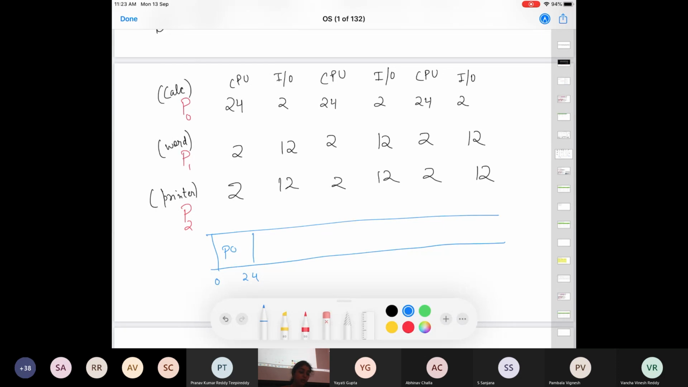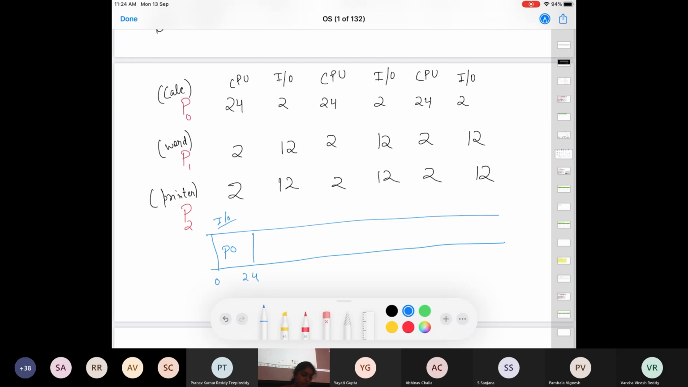And what is happening to our input output devices at that time? They are also underutilized. P1 and P2 are not able to use the keyboard, nor the printer, just because P0 has occupied the CPU and P1 and P2 require CPU for very little time. So during this time, my input output devices are idle. So not just CPU utilization, even the utilization of input output devices is falling.